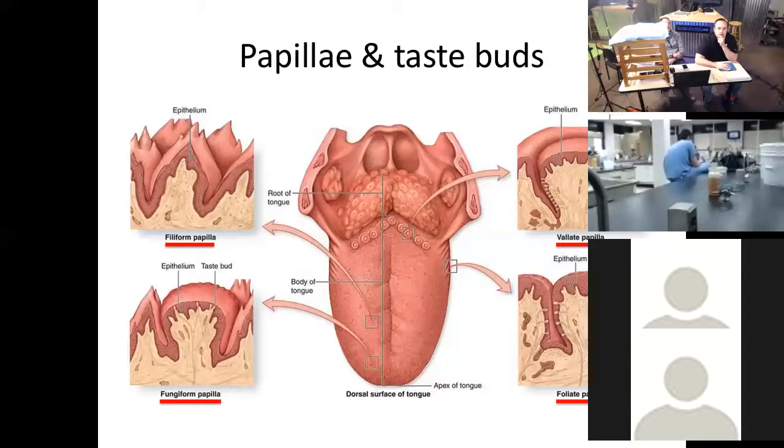The last type of papillae are the foliate papillae, and these are usually only found on the side of the tongue. All of these papillae, except for the filiform papillae, have what are called taste buds. The taste buds are where we said the sensation of taste actually starts. So if you haven't already, go ahead and look at your partner's tongue and see if you can see some of these little dots on their tongue.